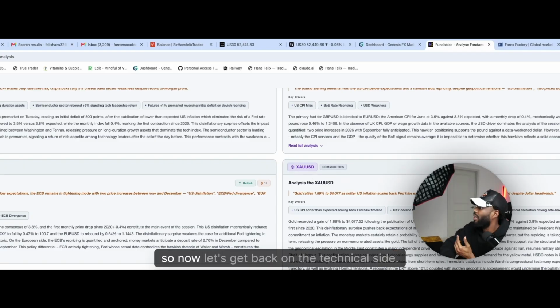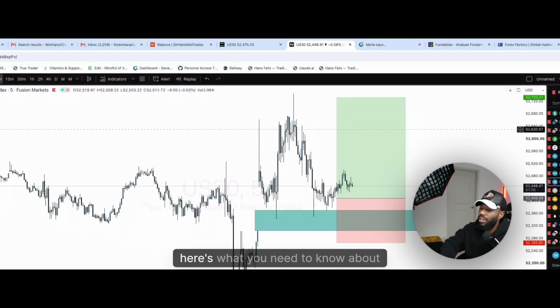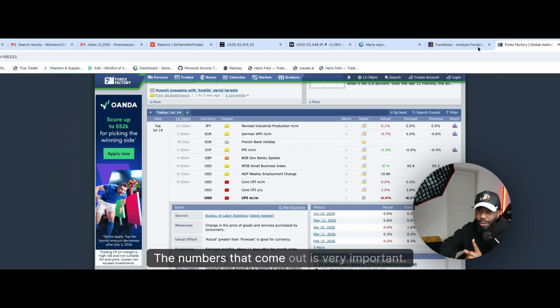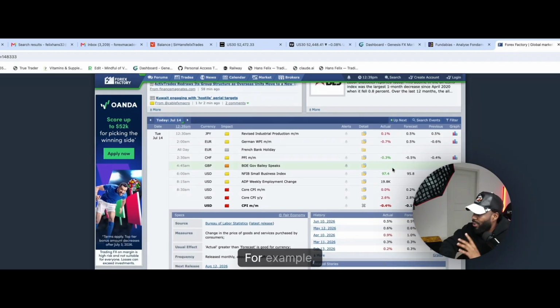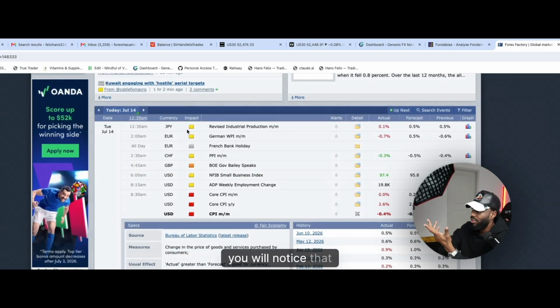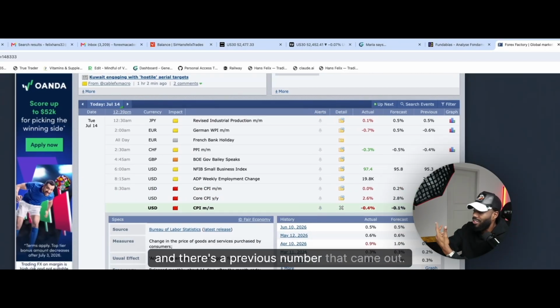All right. So now let's get back on the technical side. Here's what you need to know about trading core CPI. The numbers that come out is very important. For example, when you look over here on Forex Factory, you will notice before the news drop, there's a forecast and there's a previous number that came out.